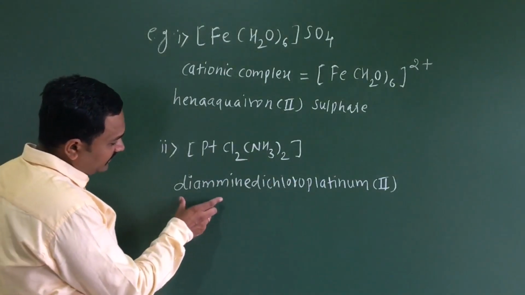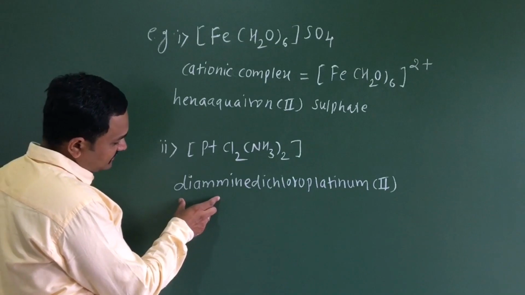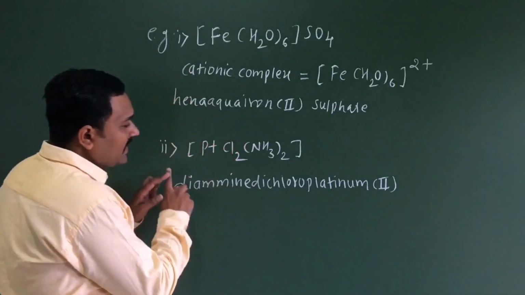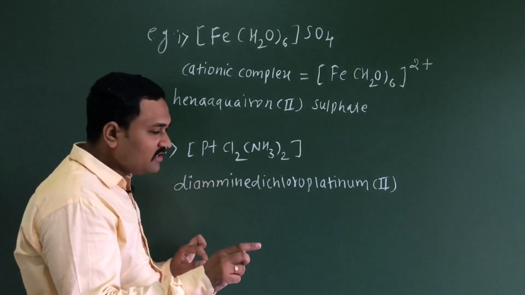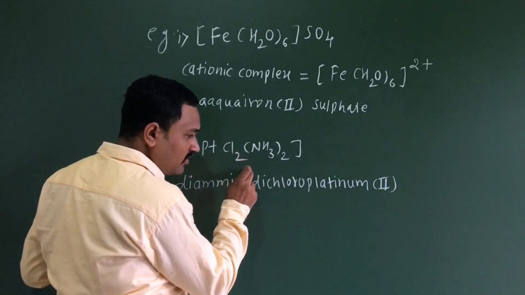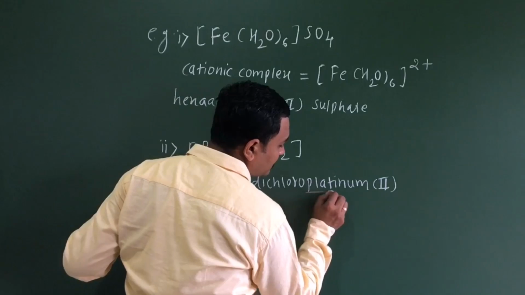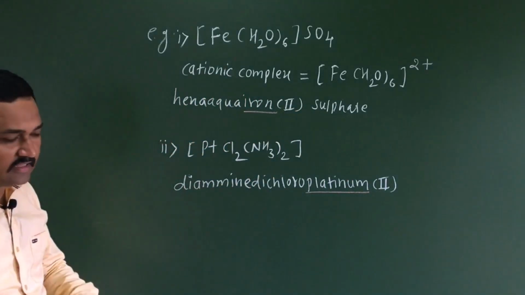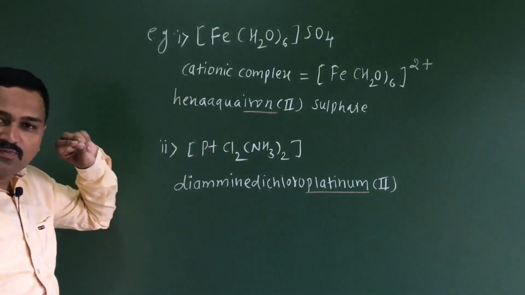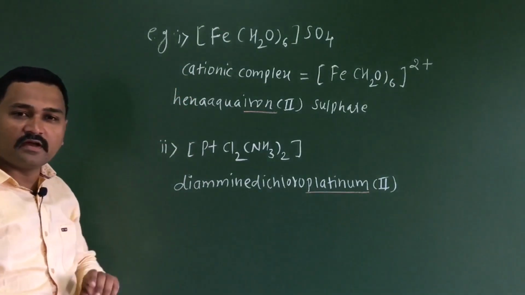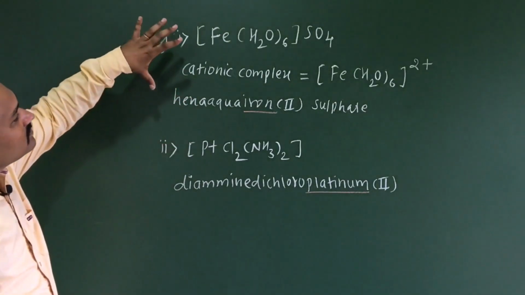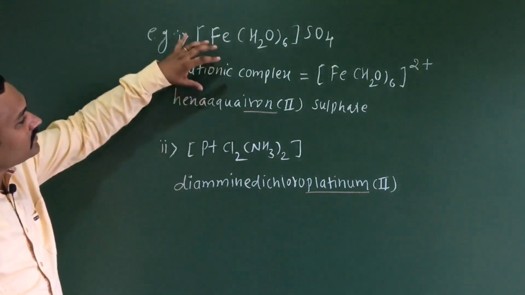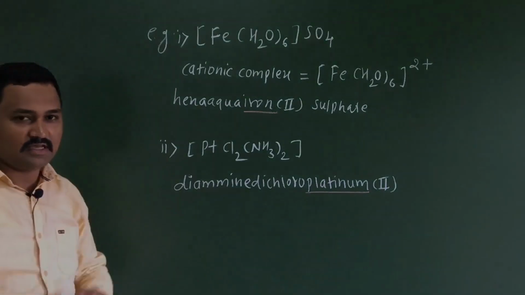Again you can observe that I have written its name as diamminedichloroplatinum, as there is no complex ion here. Hence it is a neutral complex and its name ends without any suffix or anything else. So that is your rule number 6 regarding the name of the central metal atom or ion, including the name of your complex ion.